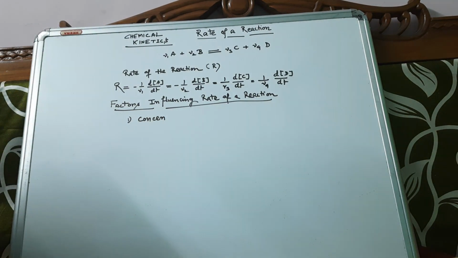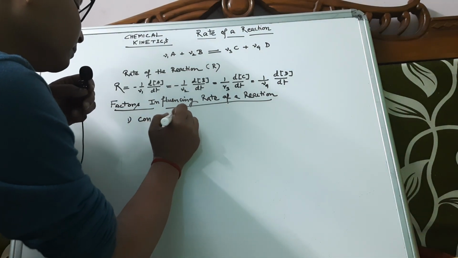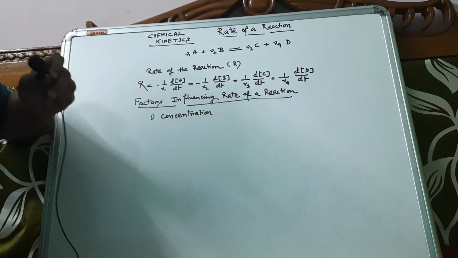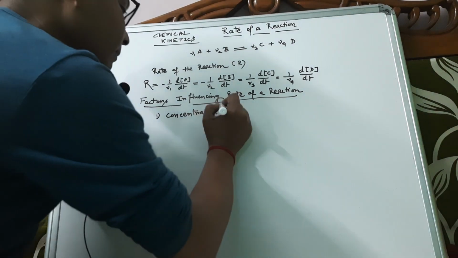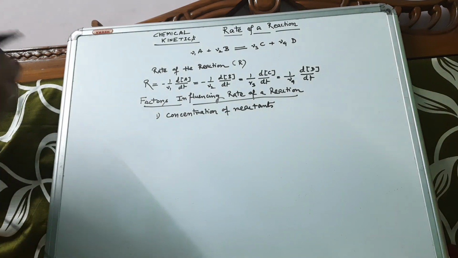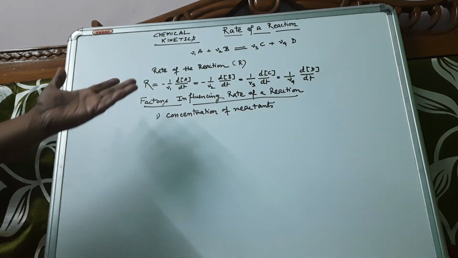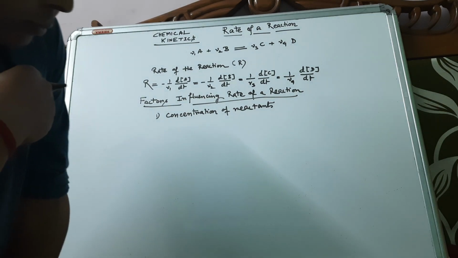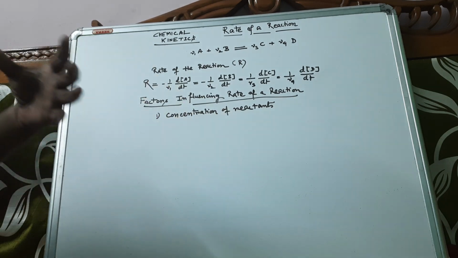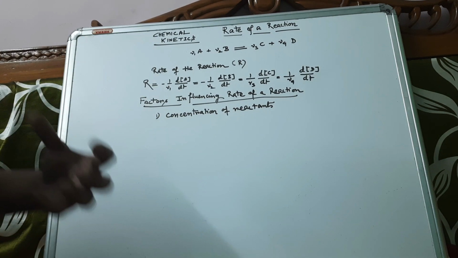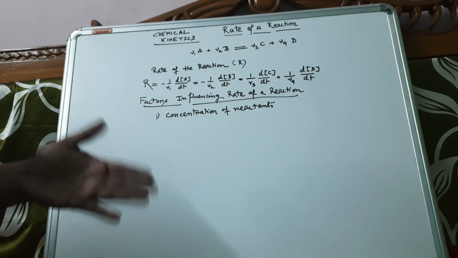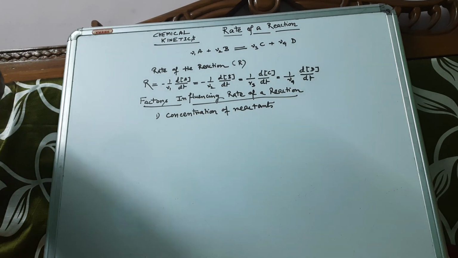I will discuss concentration of reactant. As the concentration of reactants is high, the rate obviously will be high. That means the reaction occurs with greater speed when the concentration of the reactants is high. Conversely, the reaction rate decreases as the concentration of the reactants decreases.